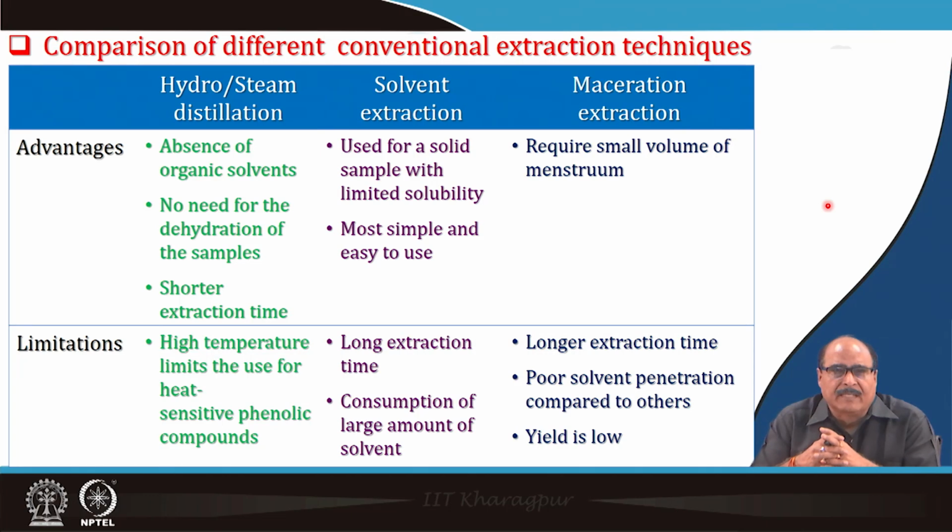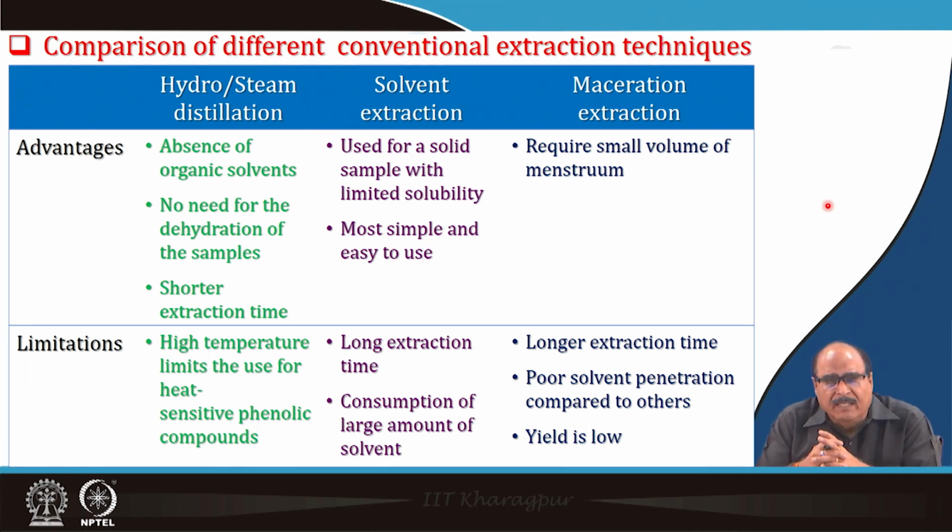Here in this table, I have given a comparison of the advantages and limitations of conventional extraction techniques, that is hydro or steam distillation. Here it does not use any organic solvent, so it is advantageous. There is no need for dehydration of the sample and it has a shorter extraction time. However, the high temperature limits its use for heat sensitive phenolic compounds.